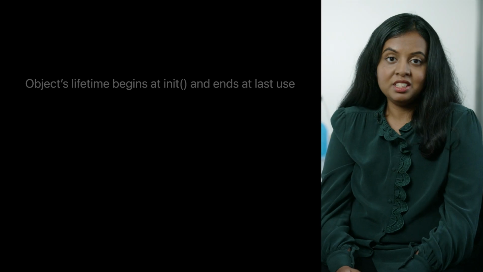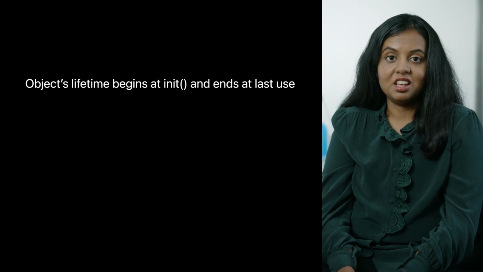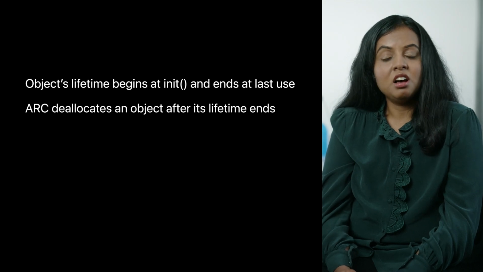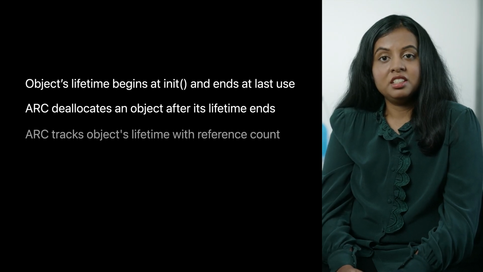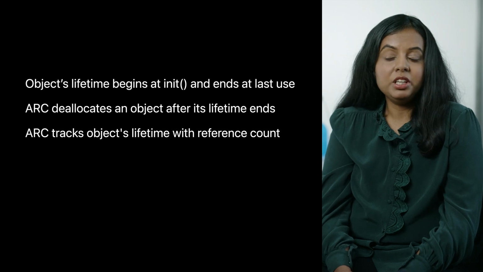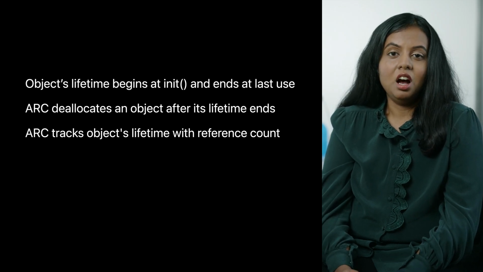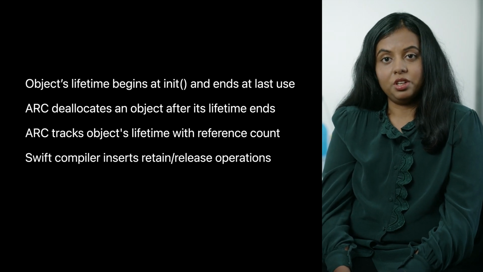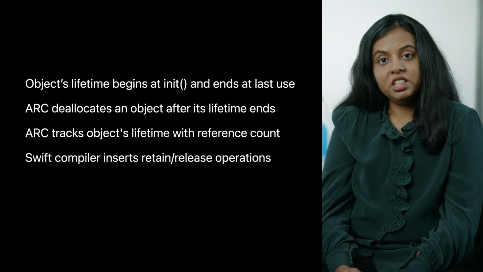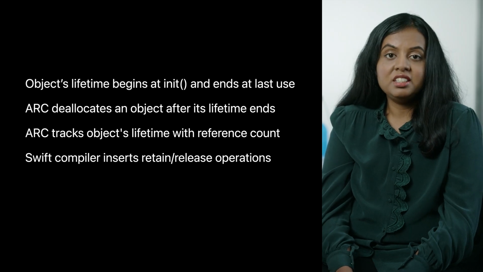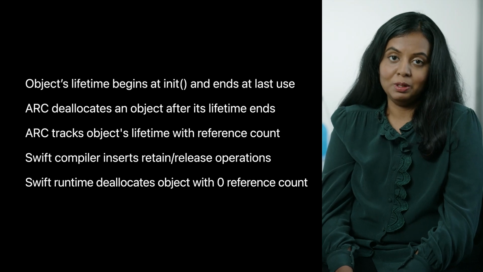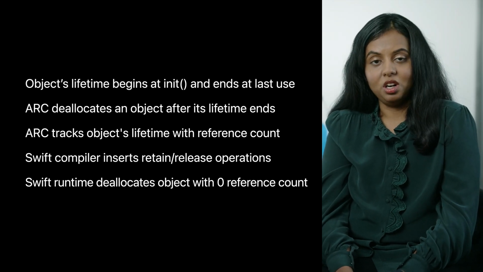Let's begin. An object's lifetime in Swift begins at initialization and ends at last use. ARC automatically manages memory by deallocating an object after its lifetime ends. It determines an object's lifetime by keeping track of its reference counts. ARC is mainly driven by the Swift compiler, which inserts retain and release operations. At runtime, retain increments the reference count and release decrements it. When the reference count drops to 0, the object will be deallocated. Let's see how it works with an example.